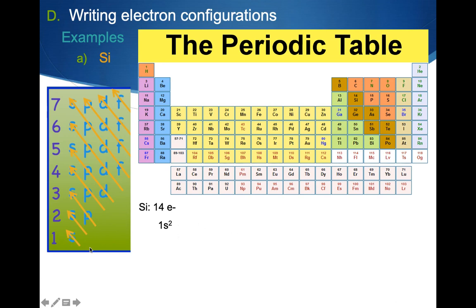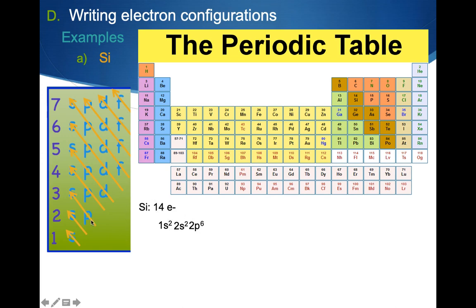After 1s, start at the bottom of the arrow, we go to 2s. Energy level, sublevel, 2 electrons. I have 14 electrons total, 1, 2, 3, 4, so I keep going. After 2s, go to the bottom of the arrow, 2p. But remember, p's have 3 orbitals, 6 electrons, 2p6. So 6, 7, 8, 9, 10. I have 14 electrons, I have to keep going.